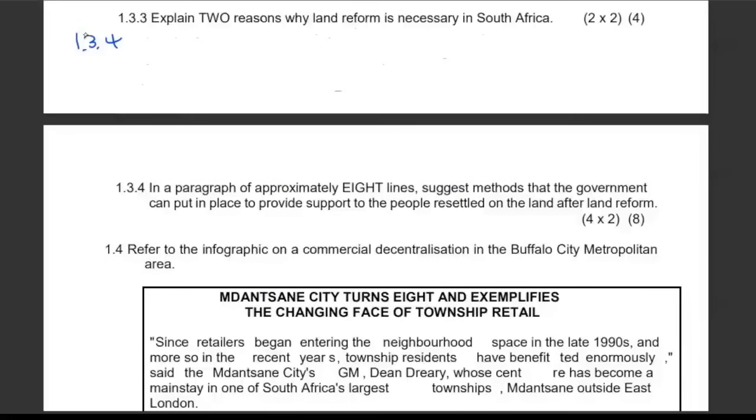There must be measures put in place. The government must put measures to ensure redistributed land is used productively.